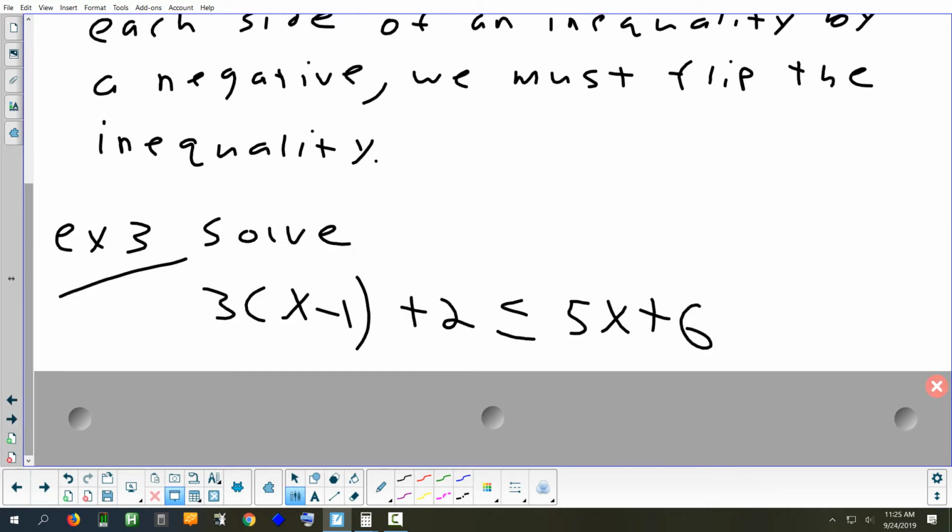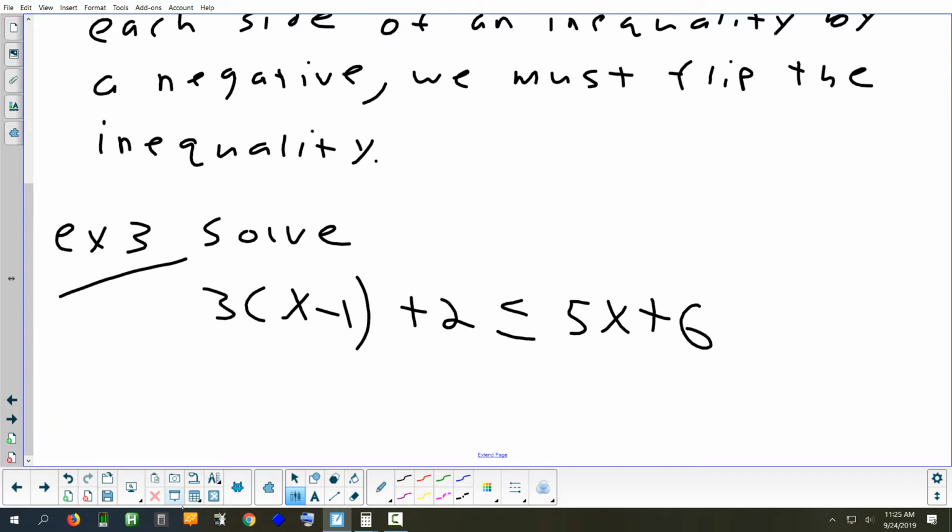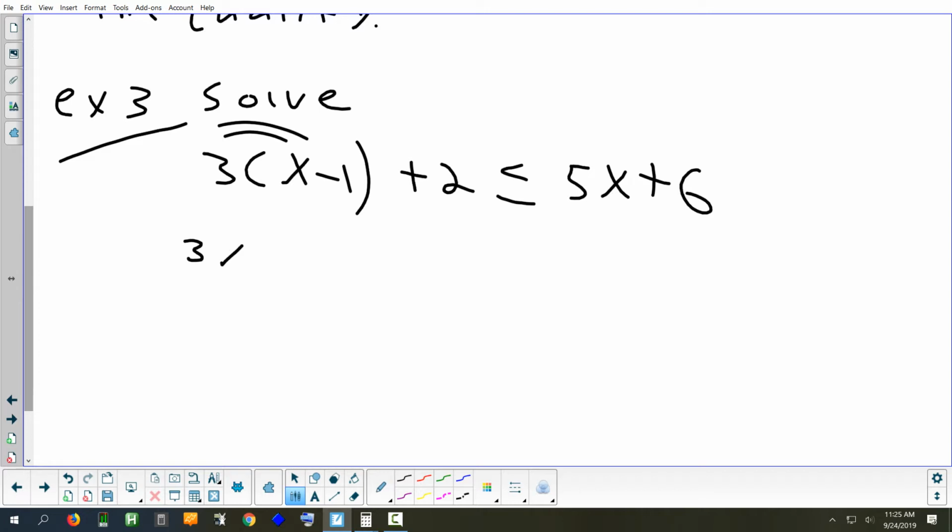Alright, so let's take a look at this one. We have 3 times (x minus 1), plus 2, is less than or equal to 5x plus 6. Pat, what would be my first step to solve that? You'd want to distribute the 3. Yep. And if I do that, what do you get? 3x minus 3. Yep, and let's do something else at the same time. Let's do the plus 2. So it comes back to 3x minus 1. Yep. So we distributed and combined like terms.